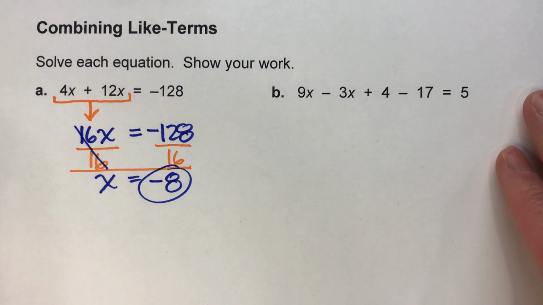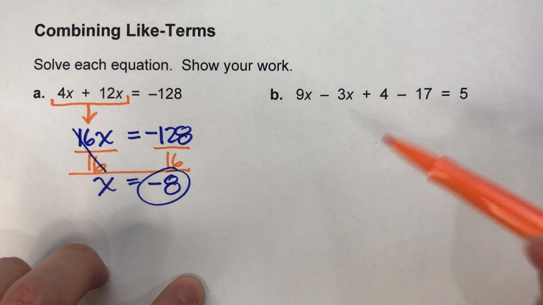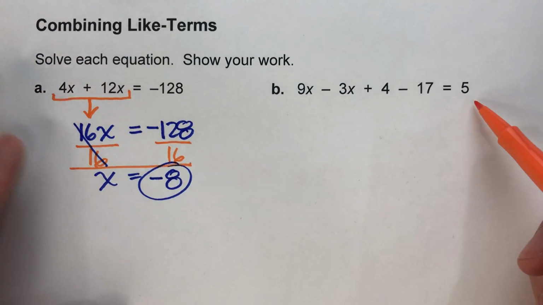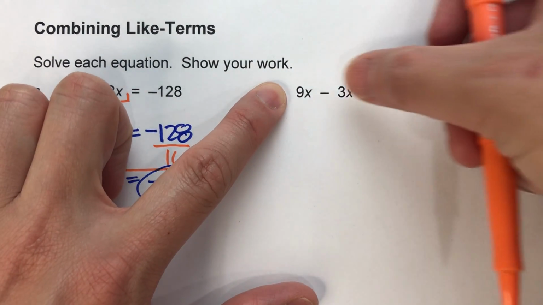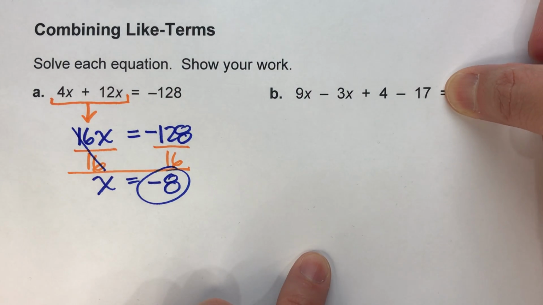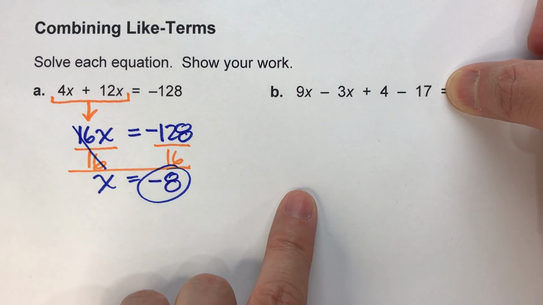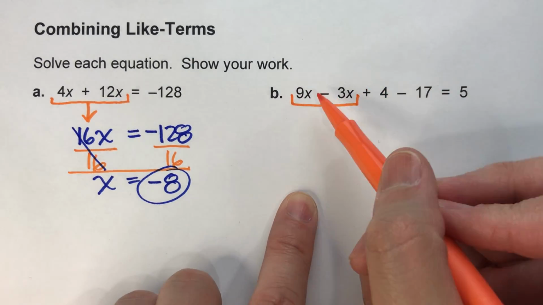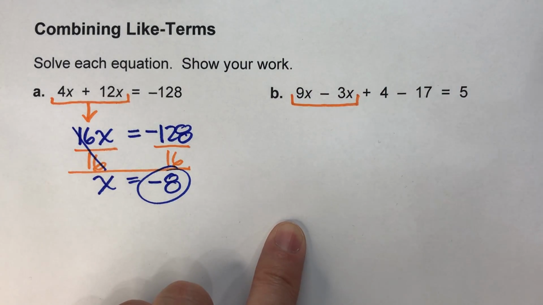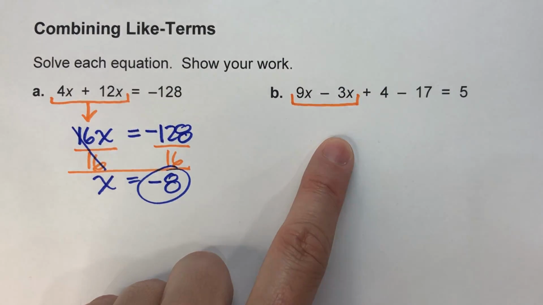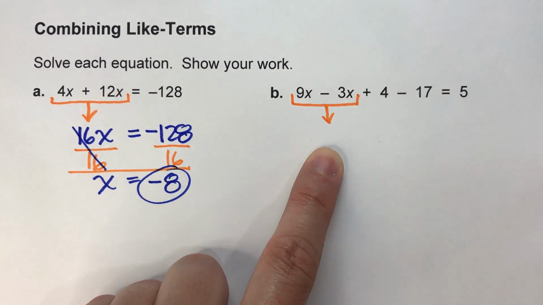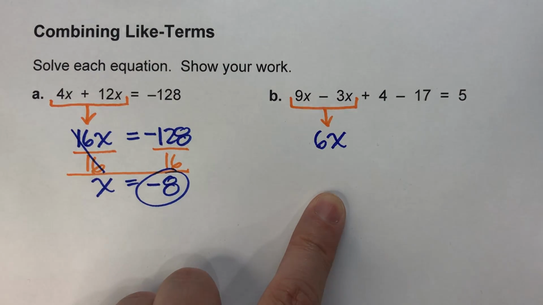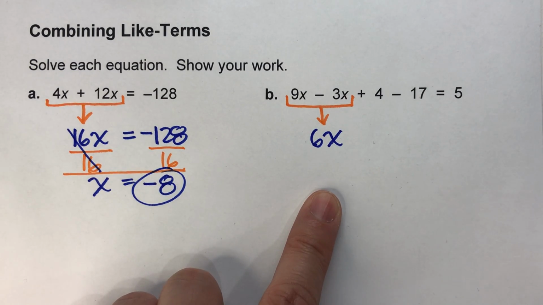All right, so let's see a slightly harder one this time. We've got 9x minus 3x plus 4 minus 17 equals 5. Notice, this left side of the equal sign has a whole bunch of terms, but we can combine some of them together to make this a much simpler equation to solve. For example, take a look right here. We've got two groups of x's here. We've got 9x's minus 3x's. So we could just make this one big group of x's. 9x's, take away 3x's, leaves me with 6x's. So I'll write 6x. Okay?